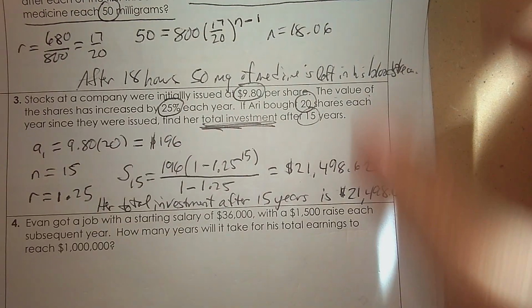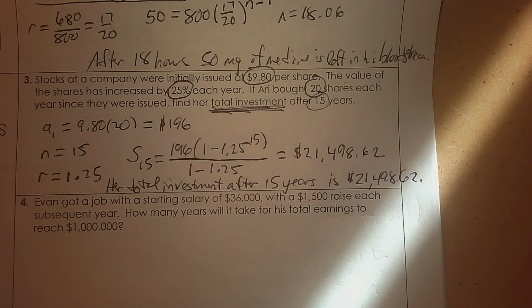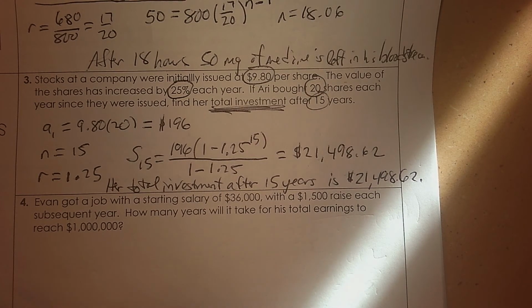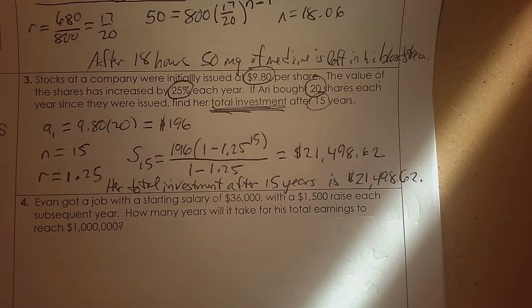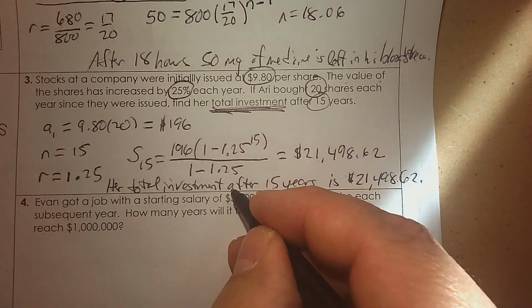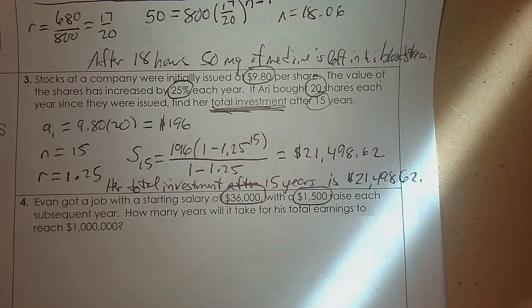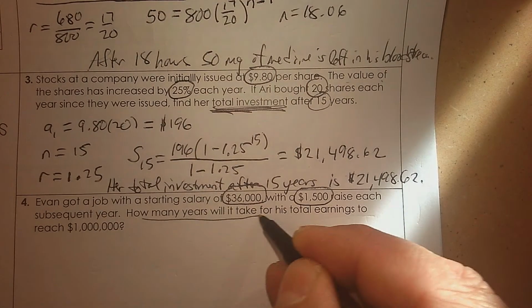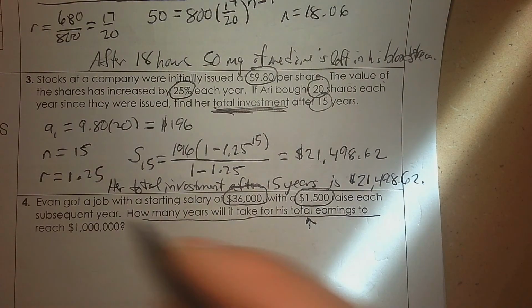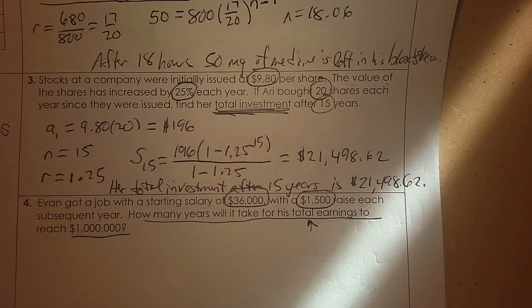On to number 4. Does anyone find it more challenging to have stories? That would be everyone, right? But life is more about the stories than it is about just being given, "here, calculate this for me." Evan got a job with a starting salary of $36,000 with a $1,500 raise each year. How many years will it take for his total earnings to reach $1 million? So, please listen so you do well tomorrow. And on the exam, that is mostly stories.